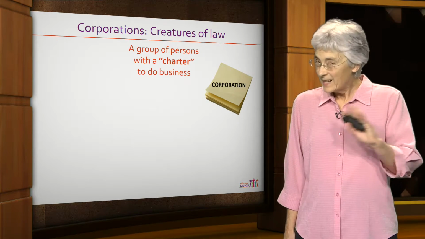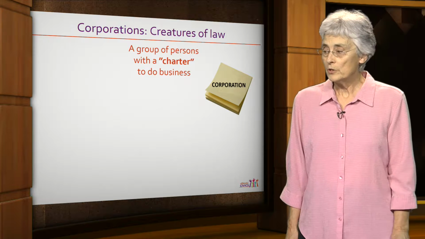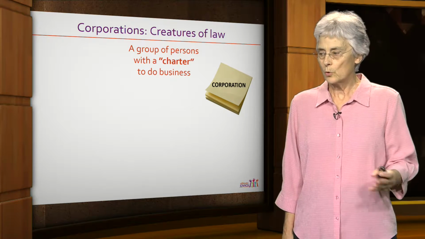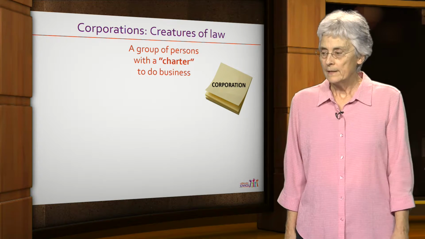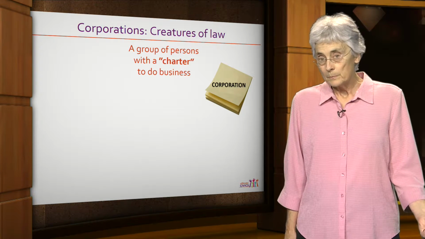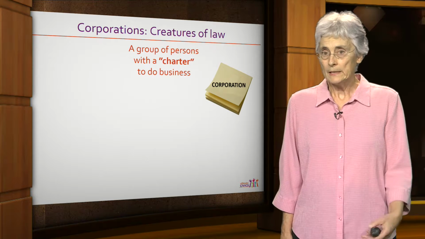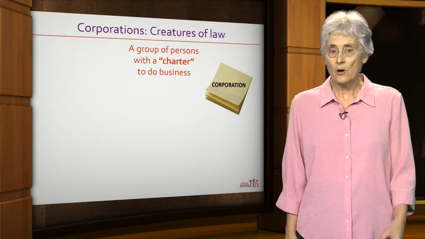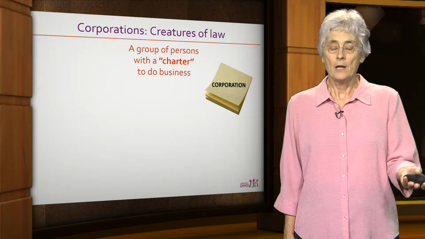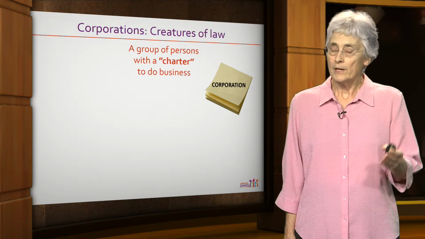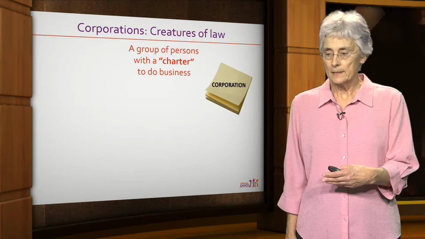Besides creating a government, founders had to decide how to handle corporations, which were present even before our founding. And that is, again, because our law is grounded in English common law dating back to the Magna Carta, and corporations existed. Corporations are creatures of law. It's a group of persons that have a charter to do business.